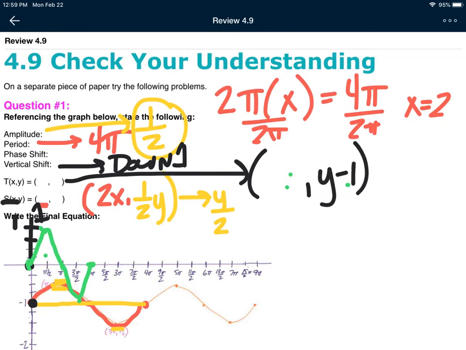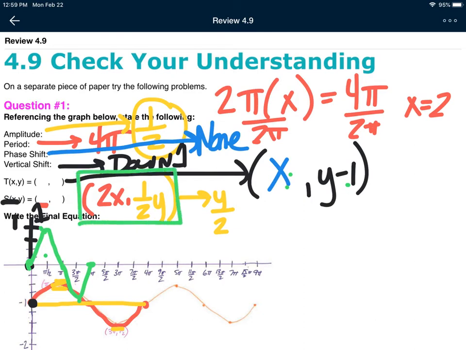Now the last part of it is going to be identifying what the actual phase shift is. So phase shift is right or left movement. If I take a look at that, and we notice this point, it did not move right or left. So there was not a phase shift. So what I'm going to do is just put x in its place. And for the answer for phase shift, I will just say none or 0.